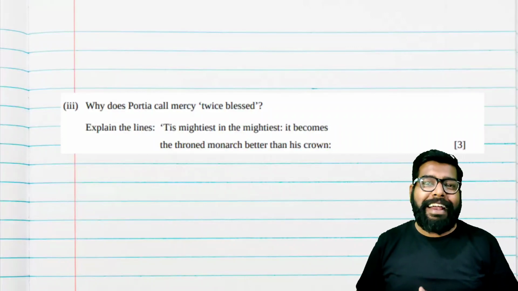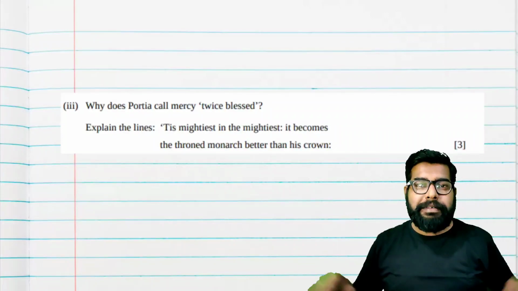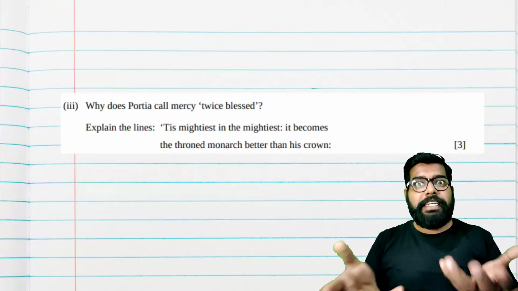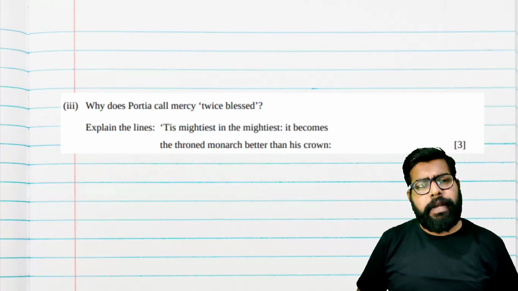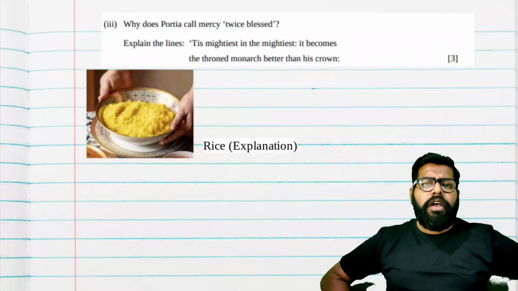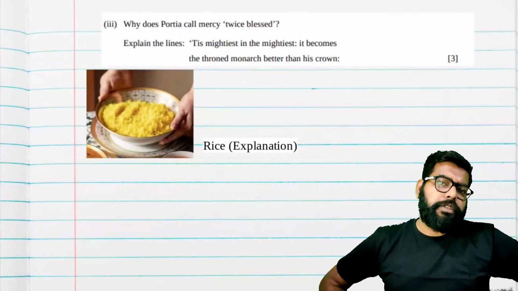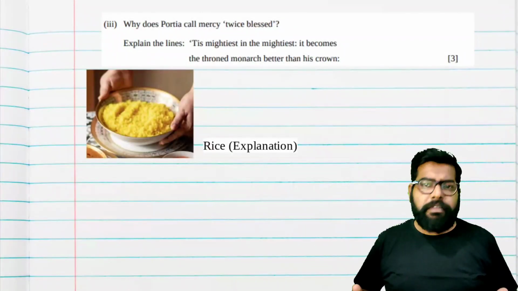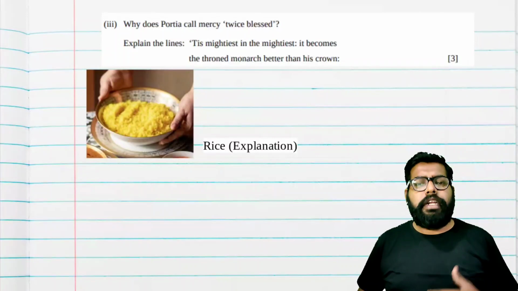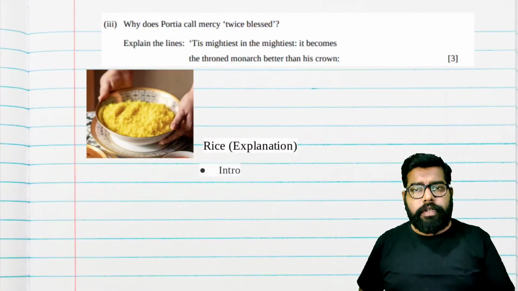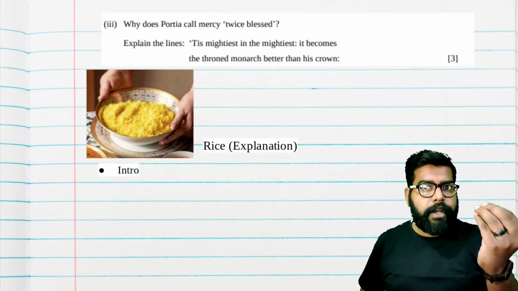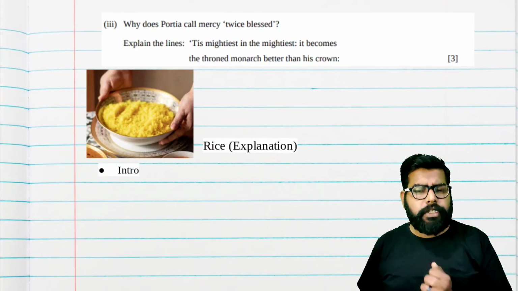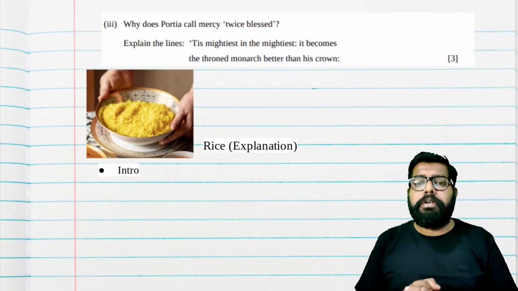Now, remember I told you that writing an answer is like designing a rice plate, like presenting a rice plate. So let's see how we're going to design the answer to this question like a rice plate. First, let's talk about the rice. The rice is the normal explanation which you will give in the answer. It should contain an introduction of the part where you're writing, like from where is the extract, who's present, just a little bit of introduction, and then we'll jump into the points.